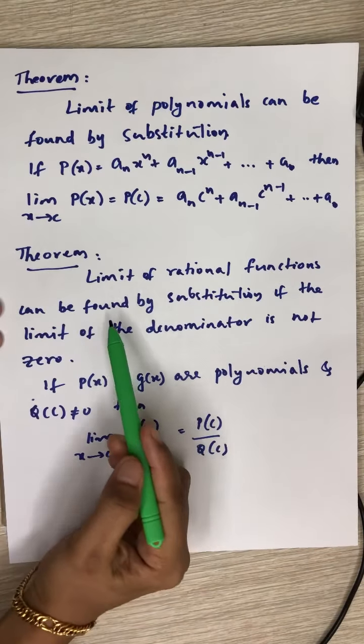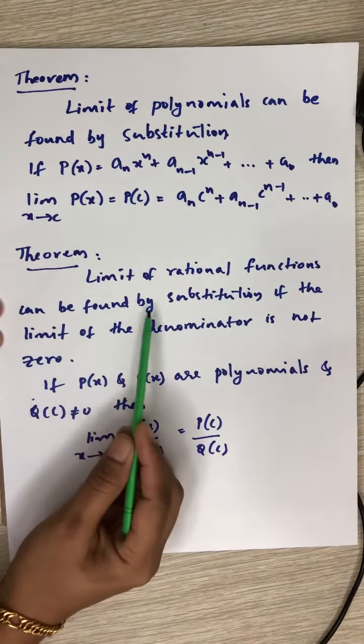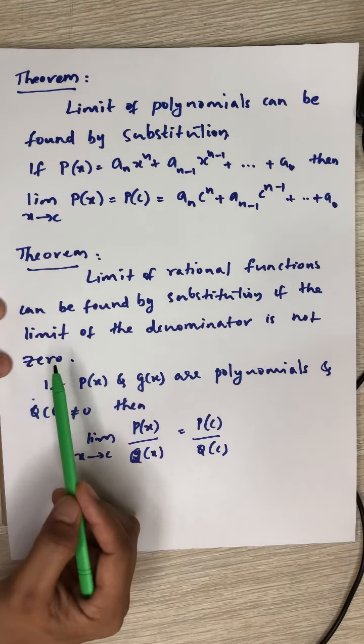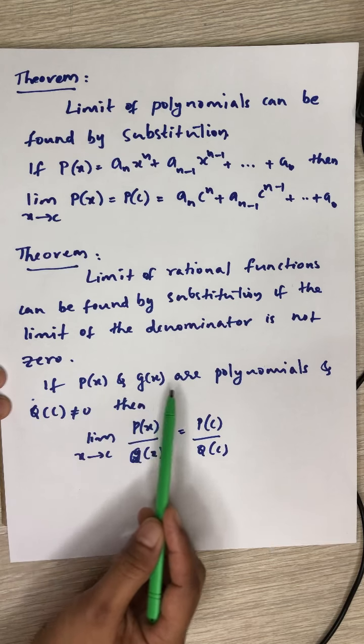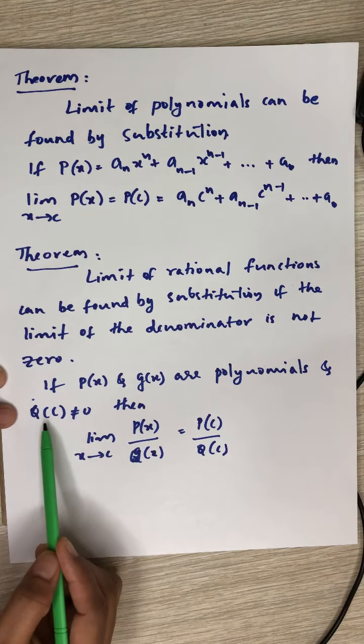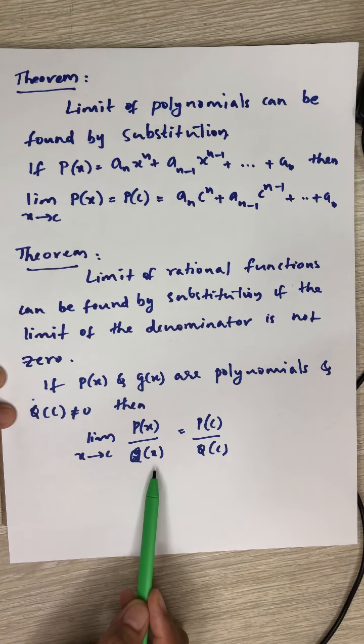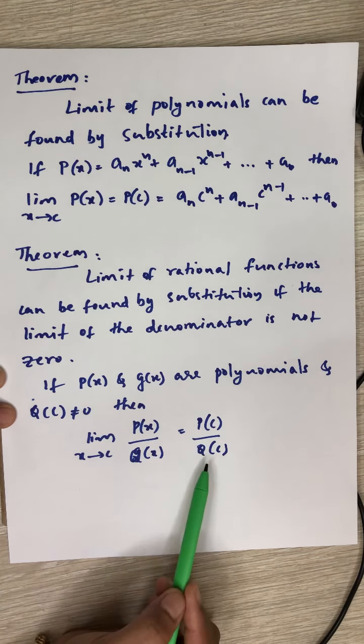The second theorem is that limits of rational functions can be found by substitution if the limit of the denominator is not 0. That is, if p of x and q of x are polynomials and q of c is non-zero, then limit as x tends to c of p of x by q of x is equal to p of c by q of c.